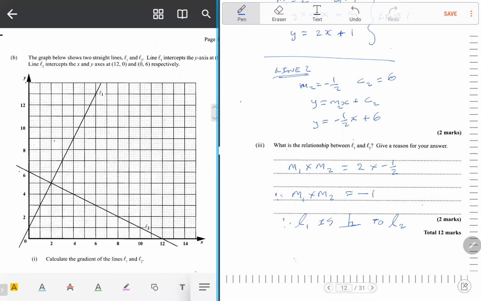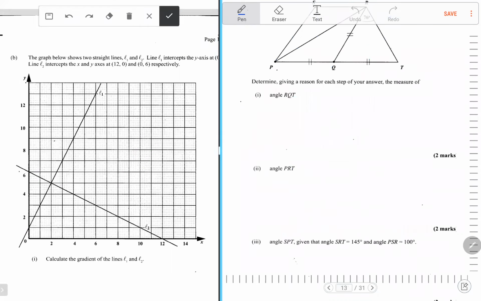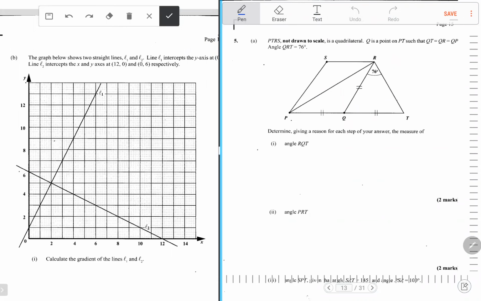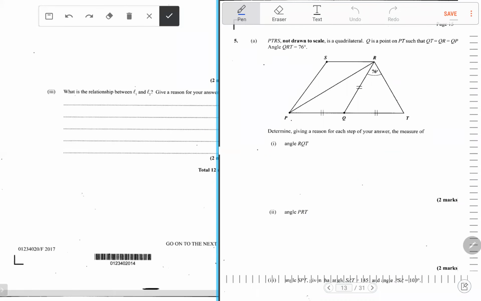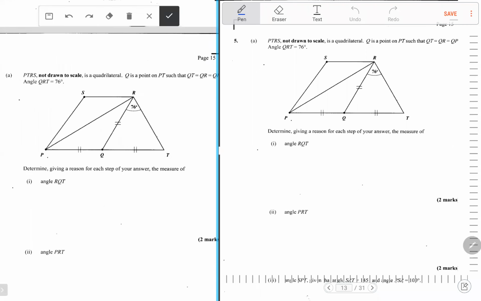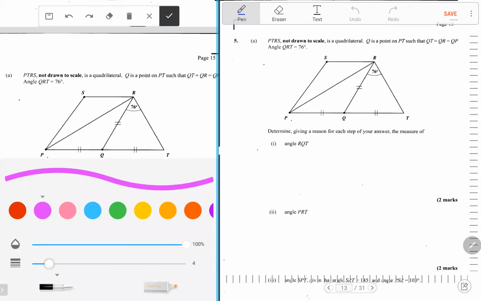Okay, so let's move on to the next question, question 5. Question 5 gives us this diagram right here. I need to mark on this side, so let's make an adjustment.